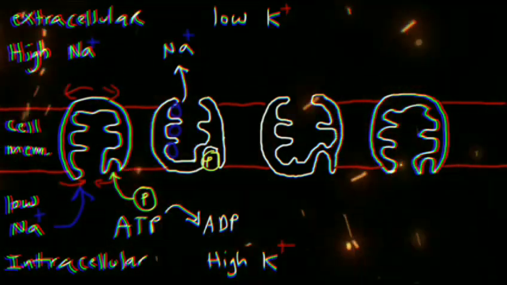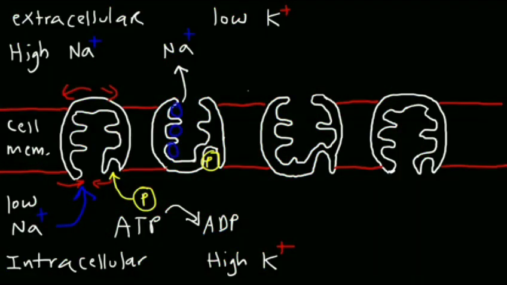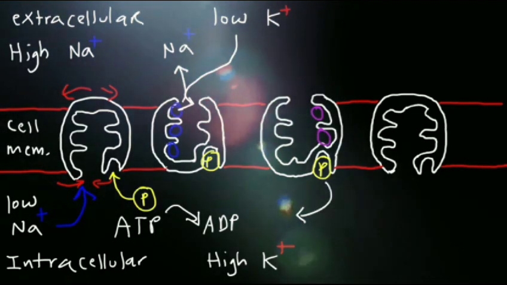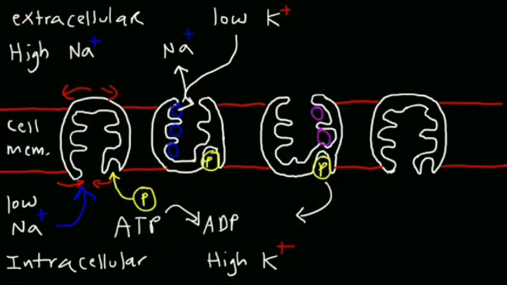Now, as the 3 sodium ions leave, 2 potassium ions will enter the pump. And I'm going to highlight that in purple. So here are the 2 potassium ions, and we still have a phosphate group. Now, the protein is going to lose affinity for the phosphate group at this point. So the phosphate group leaves, and then it undergoes a conformational change.